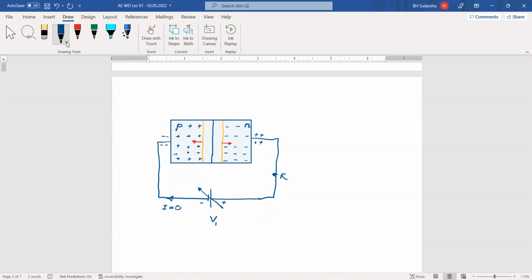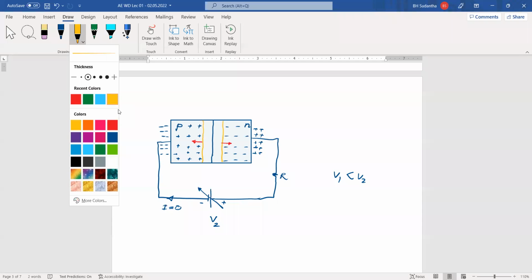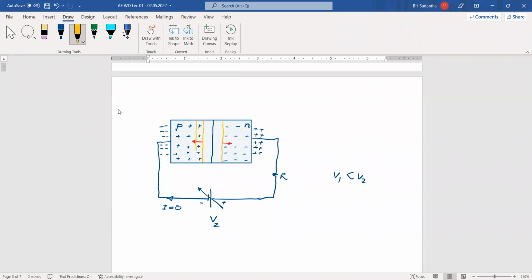Then if you increase more, then it will be V2. Then V2 is higher than V1. Then here you can see more charges will be accumulated. Like that. Then as a result, this depletion layer, in the previous case, the depletion layer has been widened.